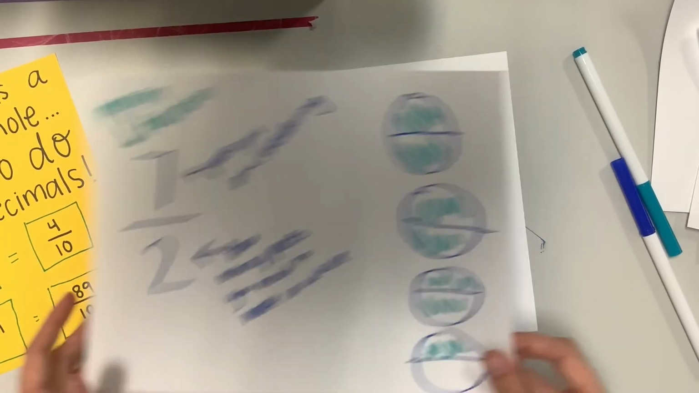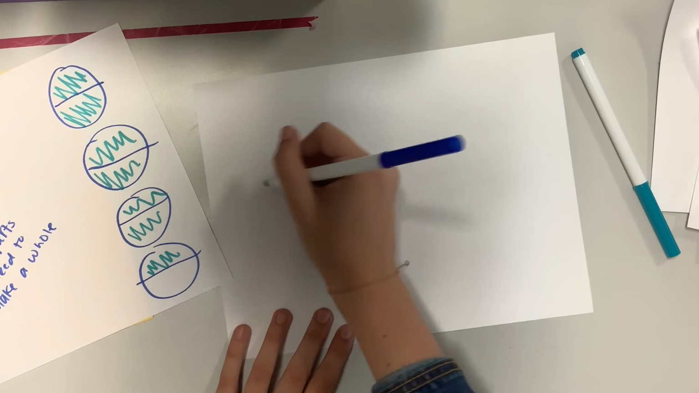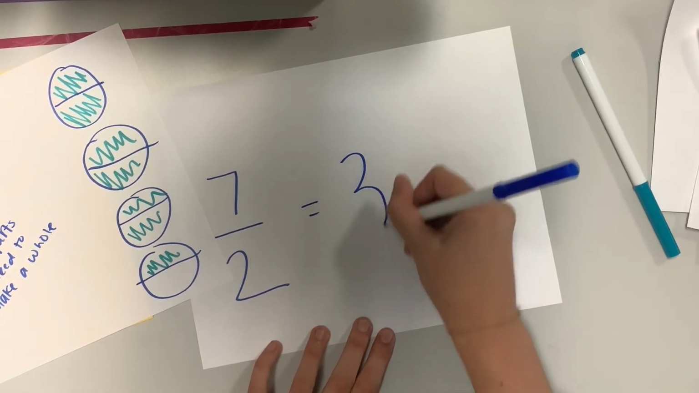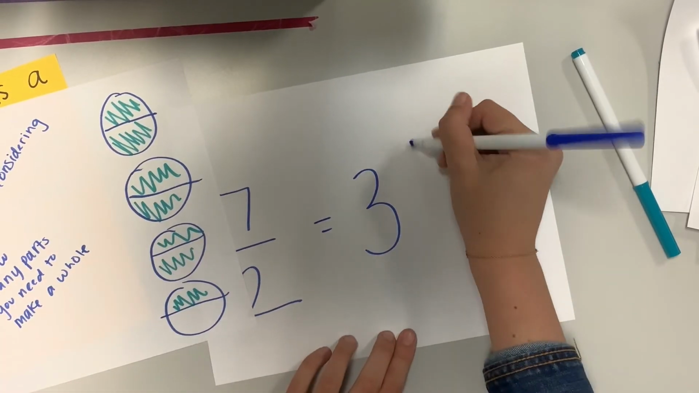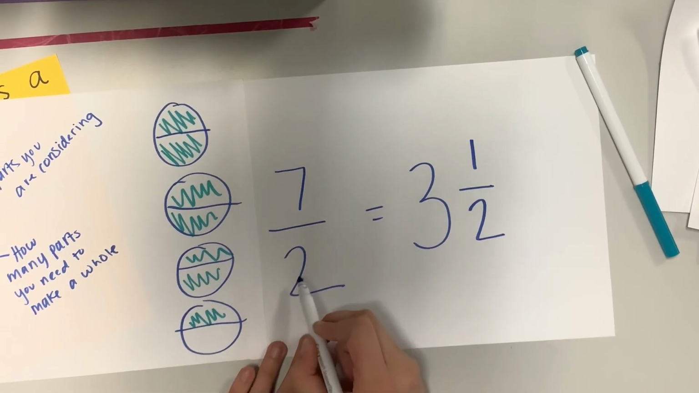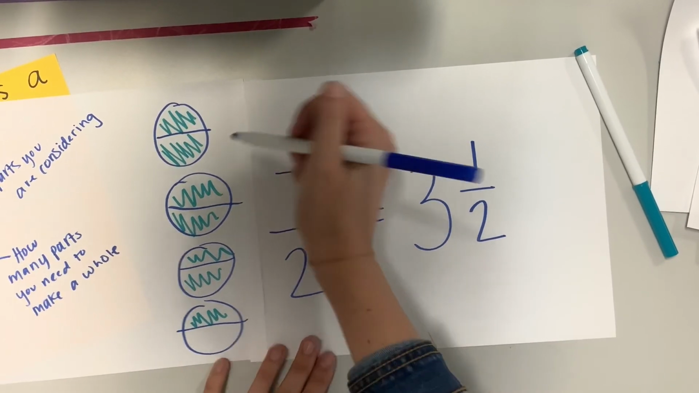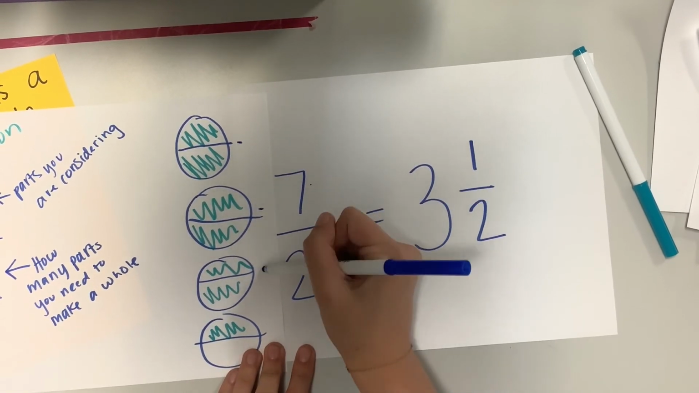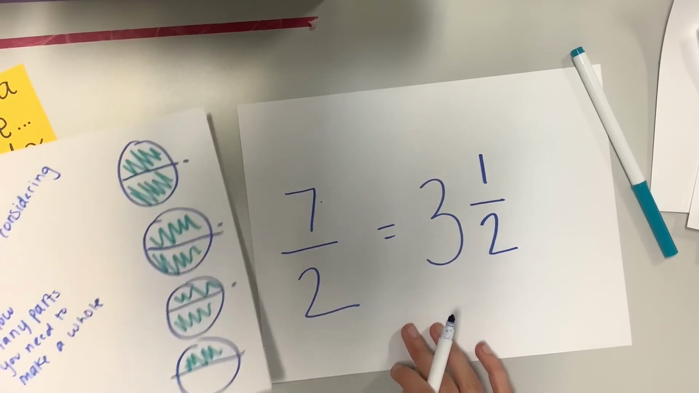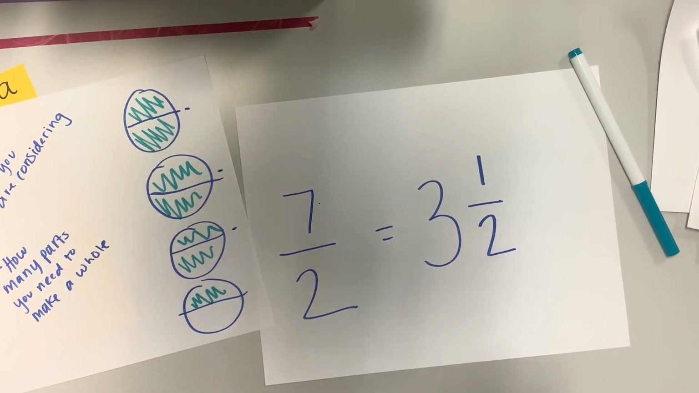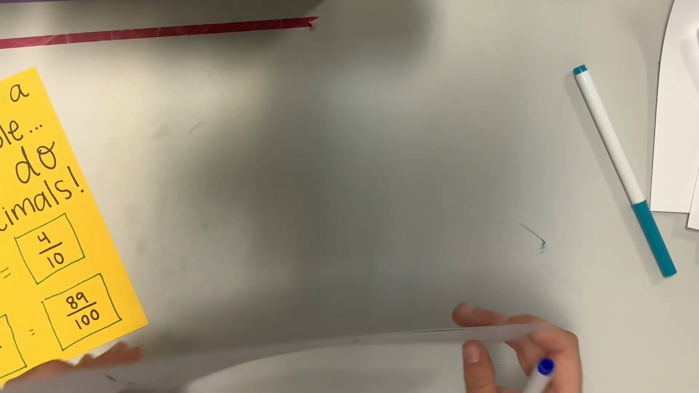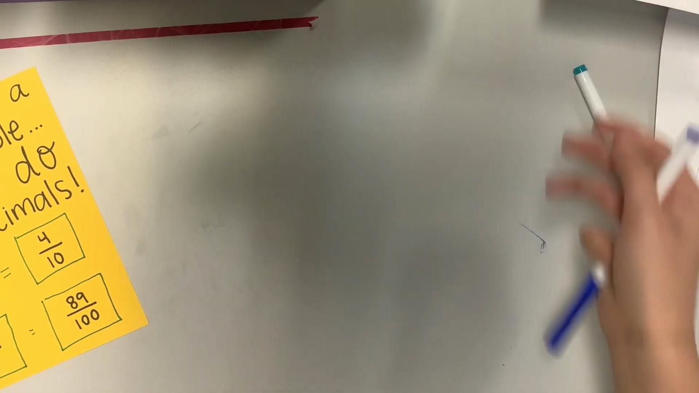So I can rewrite that fraction as a mixed number. 7 halves is equal to 3 wholes and 1 half. I only needed 2 pieces to make a whole, but I had 7. So I was able to make, with those 7 pieces, 1, 2, 3 wholes, and then I had a half left over. So you're gonna see some improper fractions and mixed numbers mixed in to problems that you solve. So I just want to give you a brief introduction into those today.